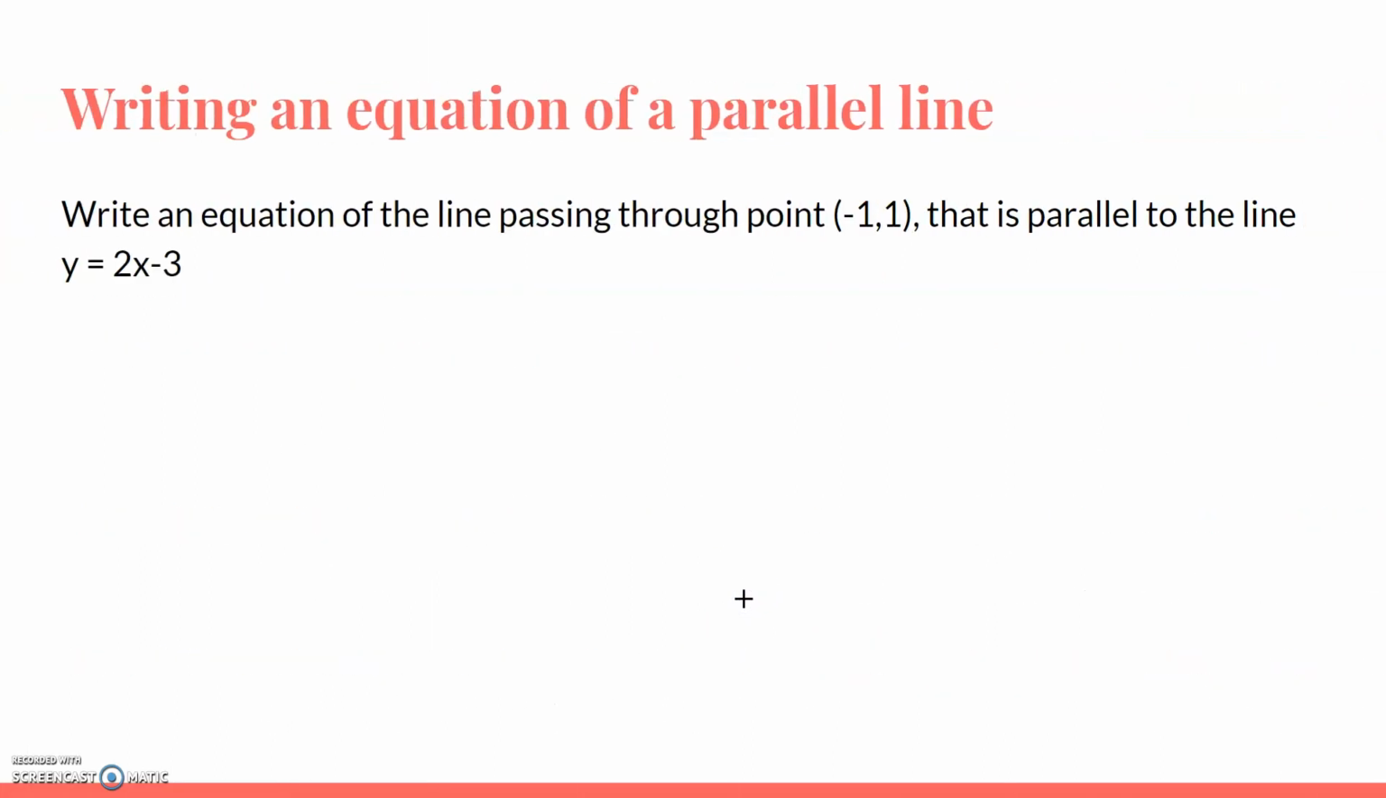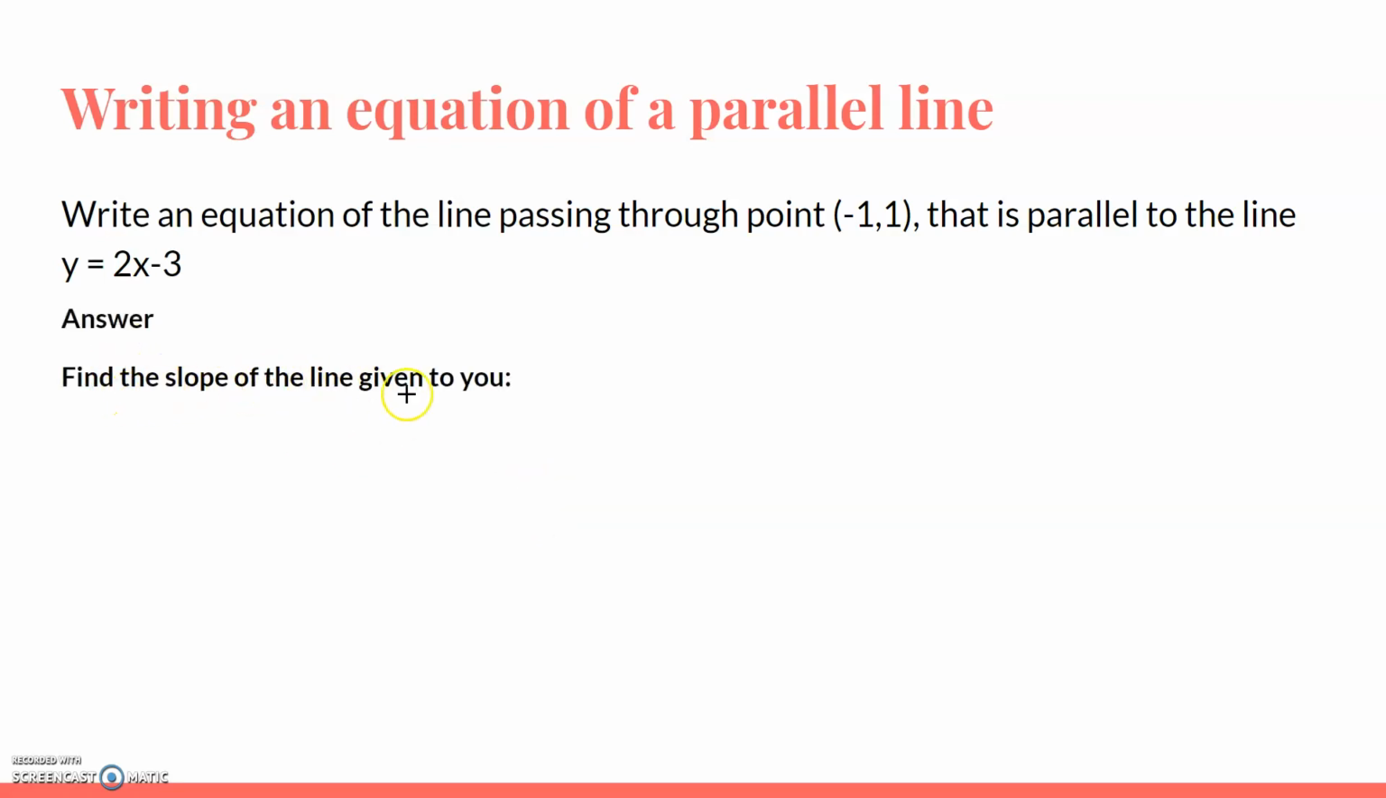Alright, so writing an equation of a parallel line. Write an equation of the line passing through point (-1, 1) that is parallel to the line y equals 2x minus 3. Use the slopes of parallel lines theorem that we learned about. Pause the video, try this out, and then come back for the right answer. Okay, so now that you're back, the answer.